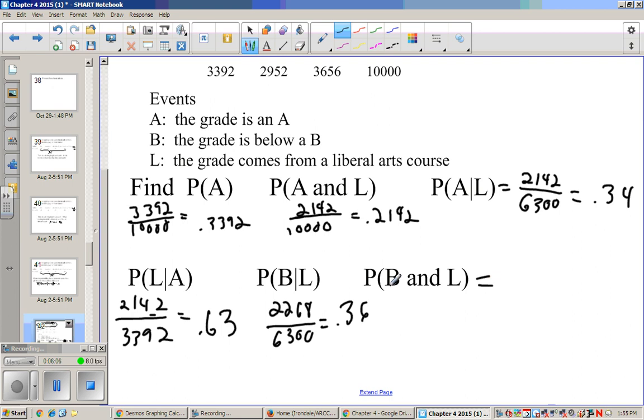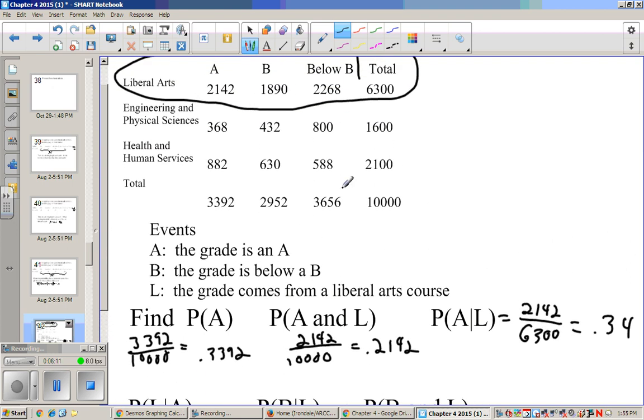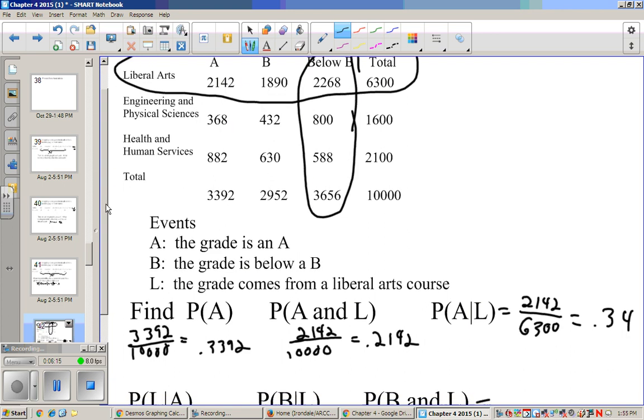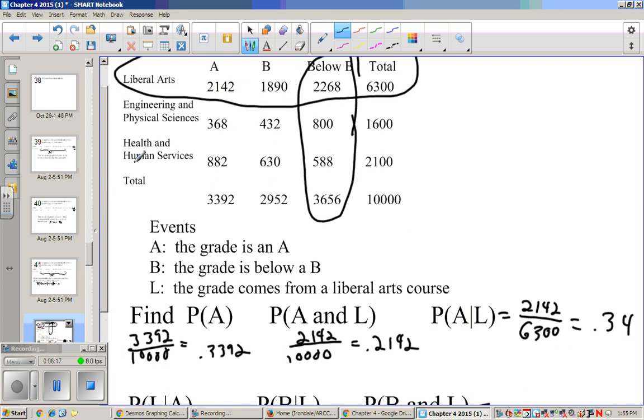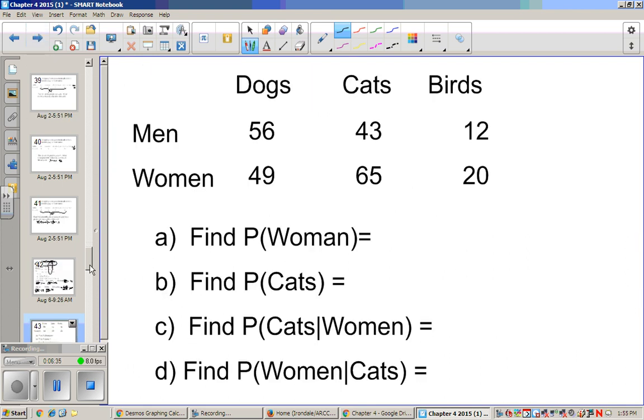And now what's the probability that it's below a B and it's from a liberal arts course? That's 2,268. And this is out of our total, which is 10,000, because we haven't reduced our sample size with a given. And so this is 0.2268. All right. Hopefully that makes sense and you can do the rest on your own.